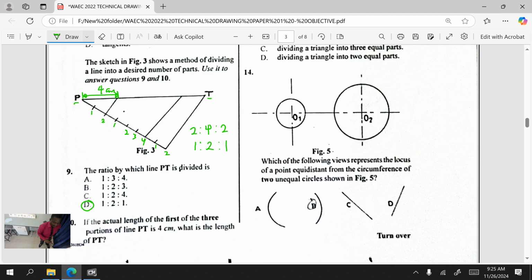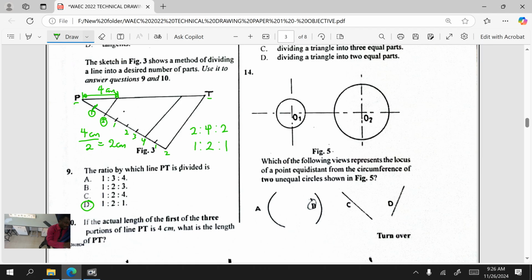Can you see it now? And what is the entire length of PT? So you just have to find one portion there. Since the first portion is 1, 1, and 2. Can you see that now? So just divide 4 centimeters by 2 to get one part. So one part will be what? 2 centimeters. So if this one part, look at it here, is 2 centimeters, so we just have multiples of 2.